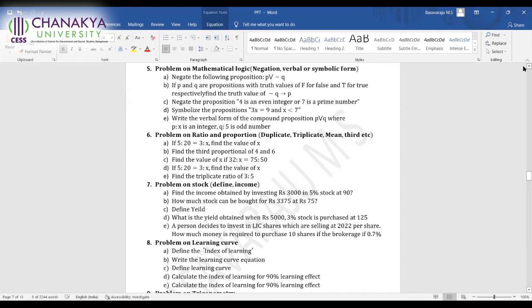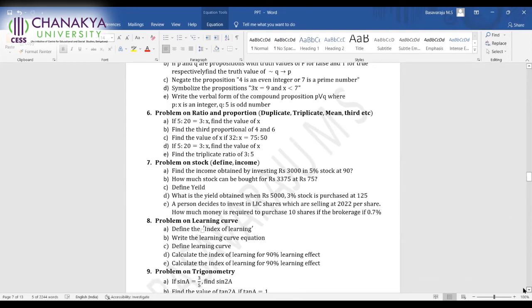The seventh one, they may ask based on stocks and shares. They may ask the definition of yield and finding the amount or income obtained by 3,000 in a 5% stock at a market value of 90. How much stock can it be? These are the different types of problems they may ask. And remember, there may be chances of asking the brokerage part also. So one problem they may ask from this chapter is based on brokerage. You know how to calculate the brokerage part.